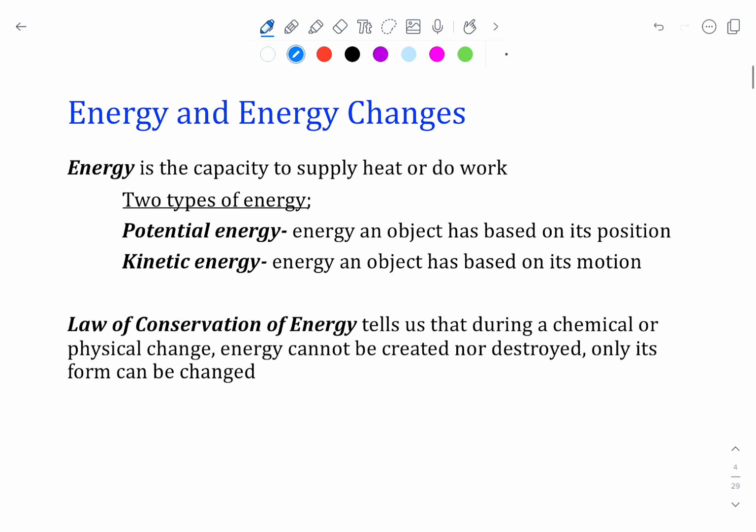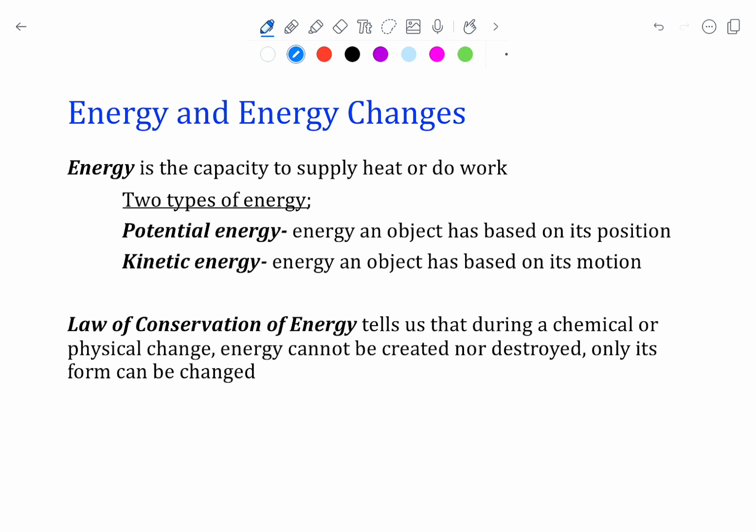So energy is the capacity to supply heat or do work. And we have 2 types of energy. Potential energy, which is the energy an object has based on its position, and kinetic energy, which is the energy an object has based on its motion.